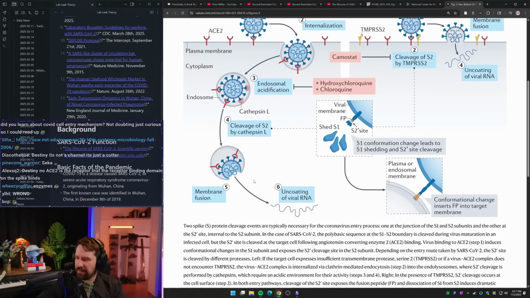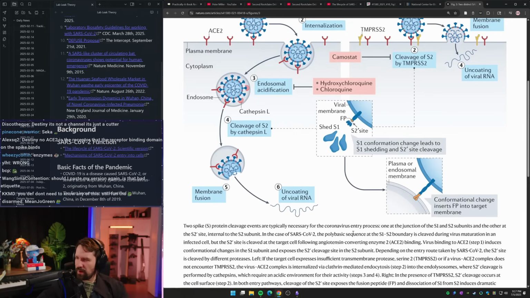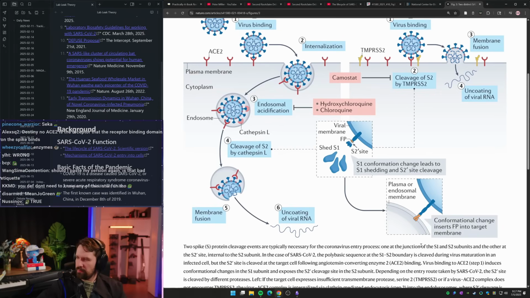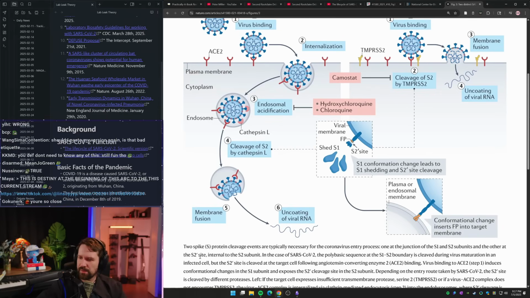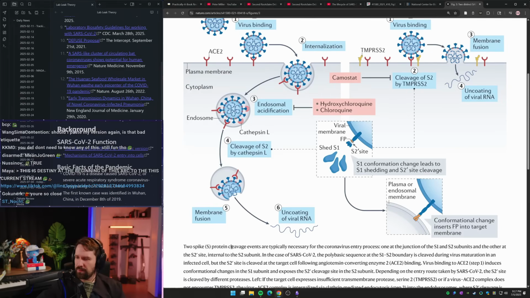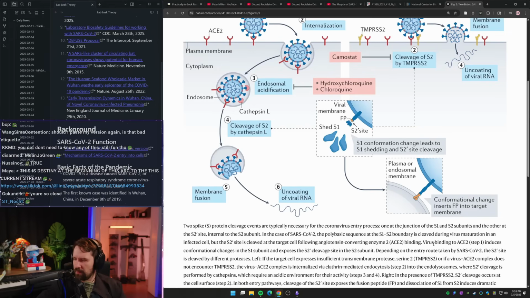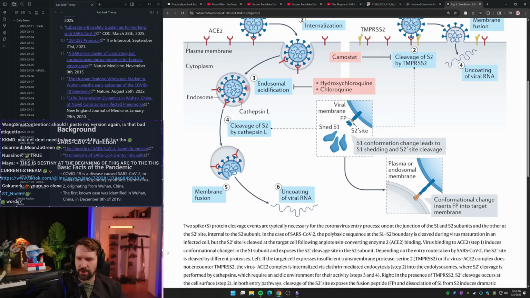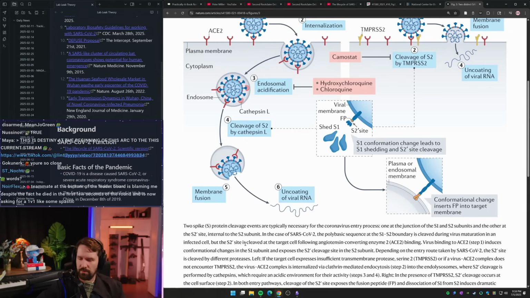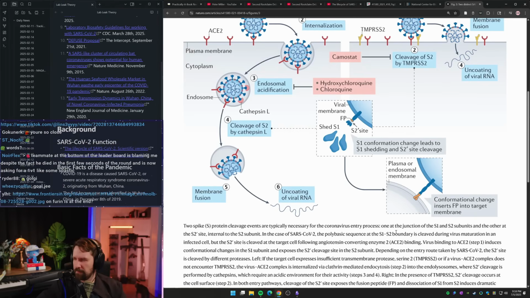Two spike protein cleavage events are typically necessary for the coronavirus entry process. One is at the junction of the S1 and S2 subunits, and the other is at the S2 prime site, internal to the S2 subunit. In the case of SARS-CoV-2, the polybasic sequence at the S1/S2 boundary is cleaved during virus maturation in an infected cell, so this is when it's being produced in some part of the Golgi or the endoplasmic reticulum. But the S2 prime site is cleaved at the target cell following ACE2 binding.